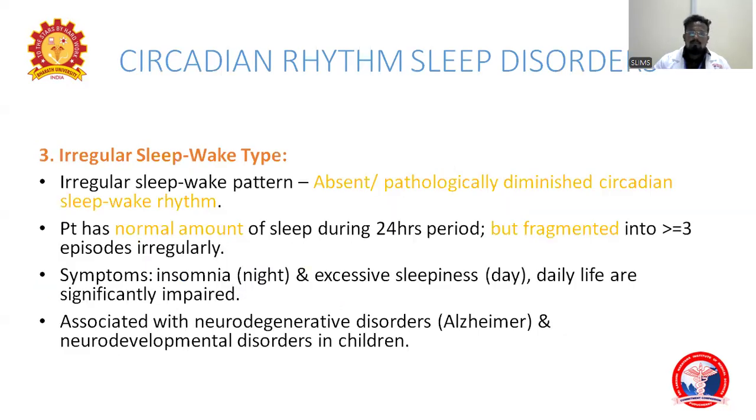Irregular sleep wake type is one in which the sleep wake pattern is irregular, with an absent or pathologically diminished circadian sleep wake rhythm. Patients have a normal amount of sleep during the 24 hour period but fragmented into more than 3 episodes of irregularity. Symptoms are insomnia at night or excessive sleepiness, and daily life is significantly impaired. It is associated with neurodegenerative disorders like Alzheimer's and neurodevelopmental disorders in children.